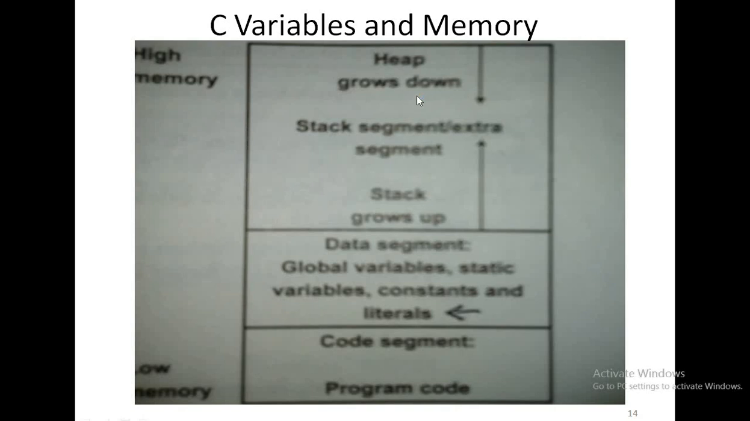This is a simple chart for memory mapping in C language. In C language we have different parts, higher memory and lower memory, code segment, data segment, and this is stack segment. So stack grows up, heap goes down, and there will be some thin linear difference between them. All the global variables, static variables, constants and literals are in data segment, and all the instructions that we have written in a program will be in code segment.